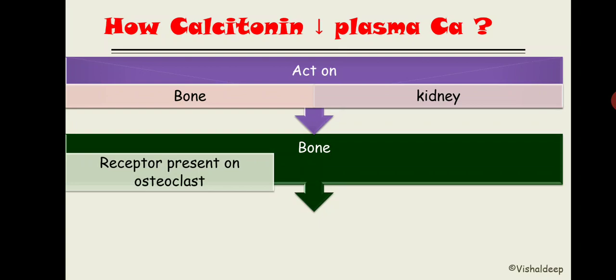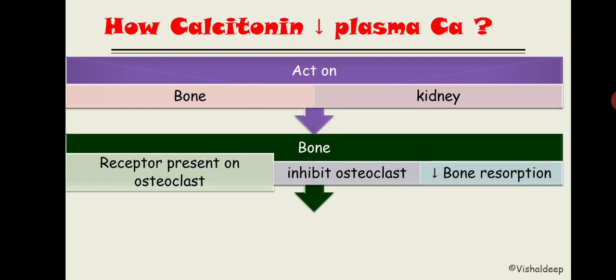Alright, what will calcitonin do? Calcitonin ultimately inhibits the osteoclast function and decreases bone resorption. This is the first effect. And the next effect, and the most prolonged effect of calcitonin, is that it decreases the formation of new osteoclasts. Got it? So first it inhibits the already present osteoclasts, and the second effect, it prevents formation of new osteoclasts. Got it? This is the effect on bone.